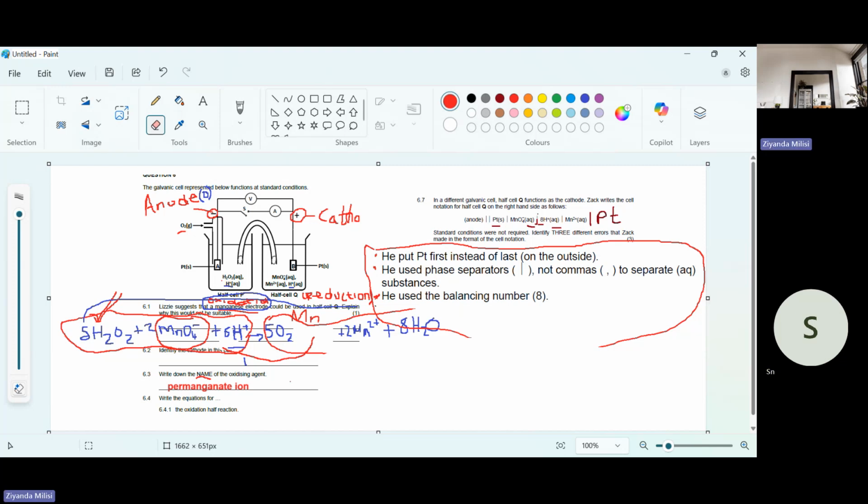Then the last question is 6.8. It's 3 marks. The electrolyte solutions in both half cells. So I can wrap off now.